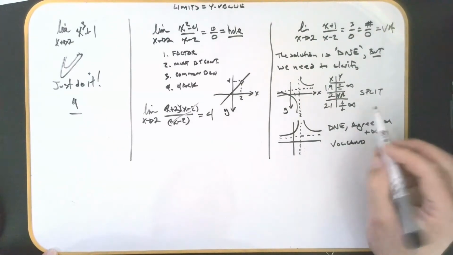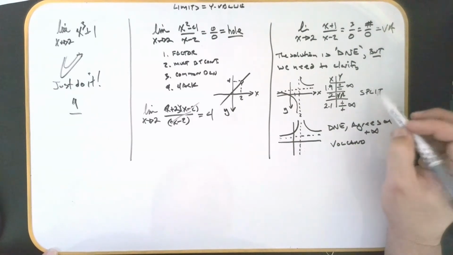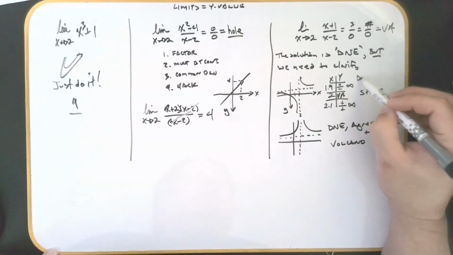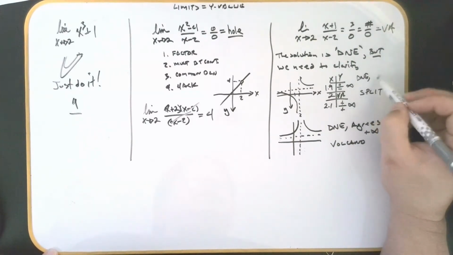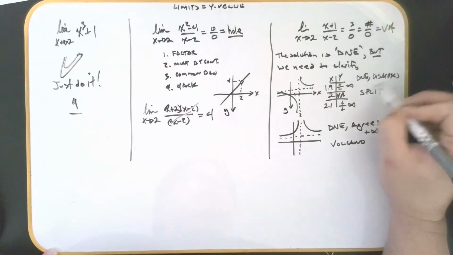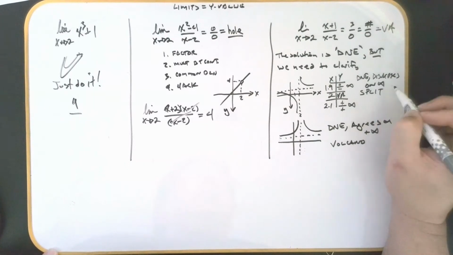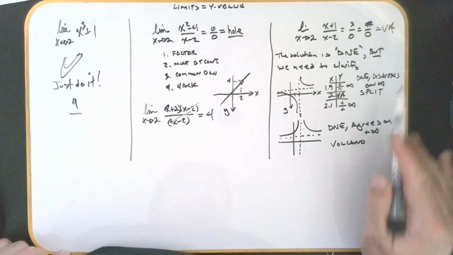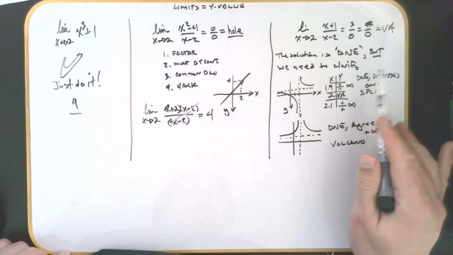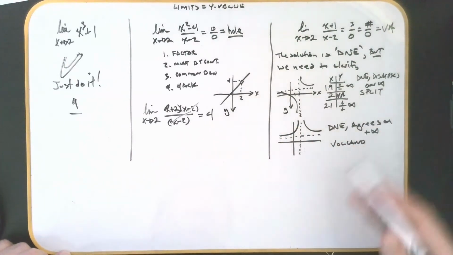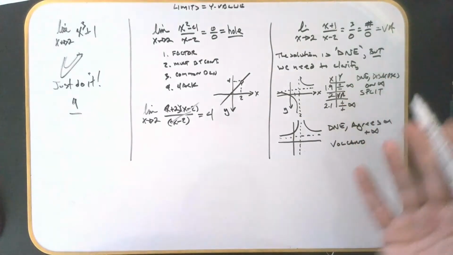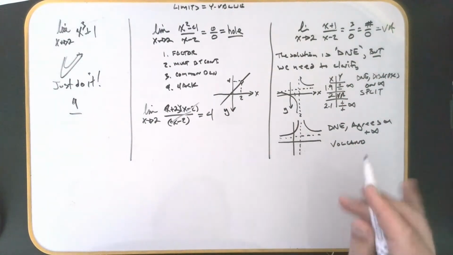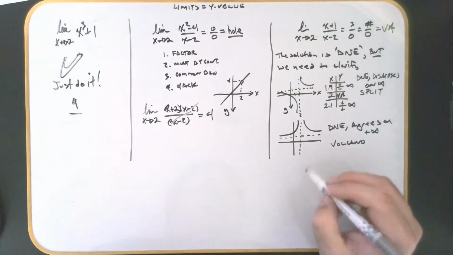Volcano graphs. On the split, by the way, I do want to clarify this one was DNE, does not exist, combined with it disagrees on infinity. Okay? And by the way, the reason we know that this does not exist is that infinity is involved. Infinity is not finite, so the limit does not exist. There is another reason limits don't exist, and that's to do with agreement. We'll do that one later.